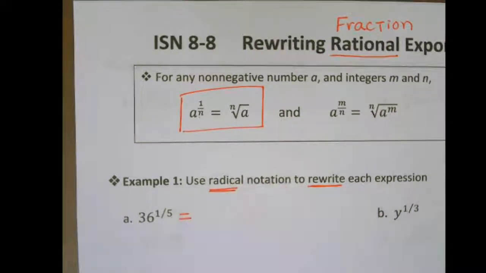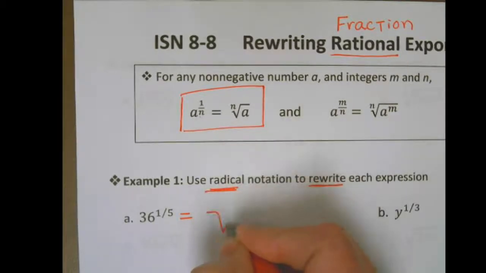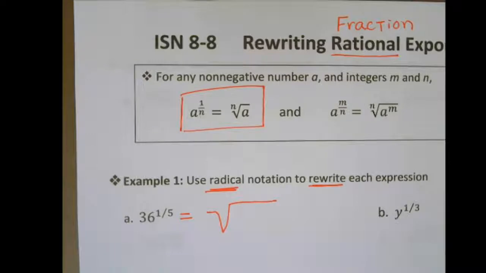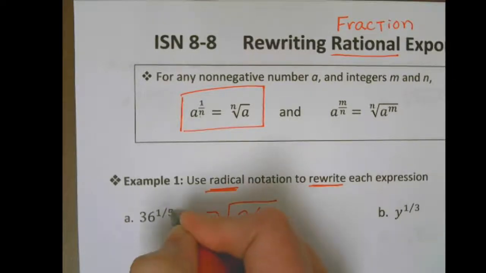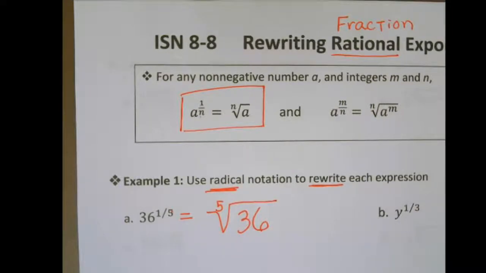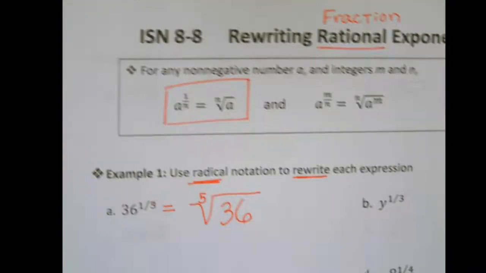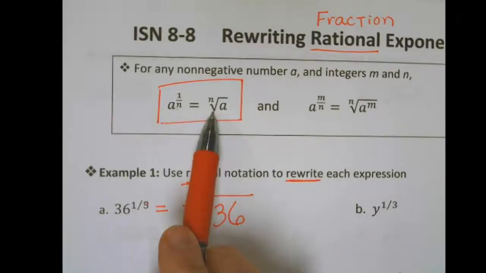So in 1a, I'm going to change it to radical notation. This symbol itself is called a radical. And the 36 is going to go under the radical, and the denominator of the exponent becomes the index. That's it. Rewritten. So all we're doing is changing from one form to another, following this rule right here on the top of your paper.